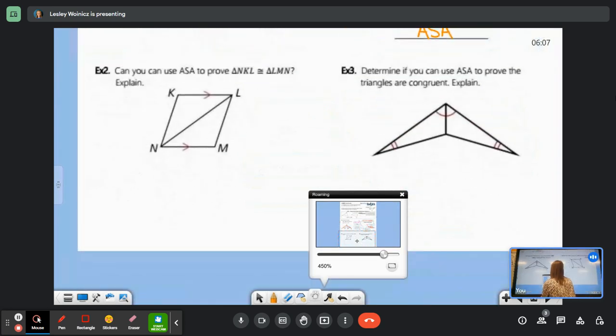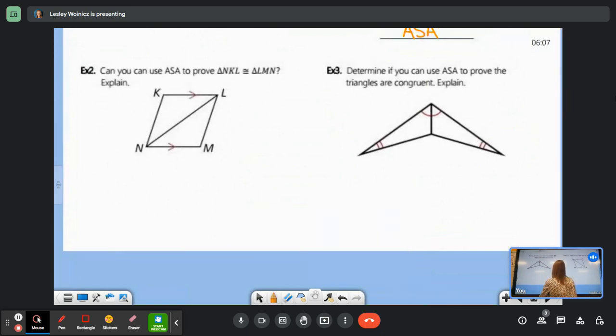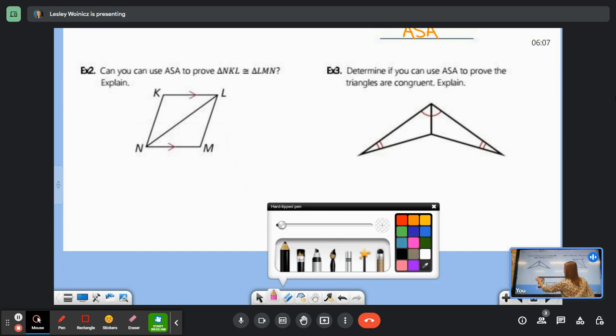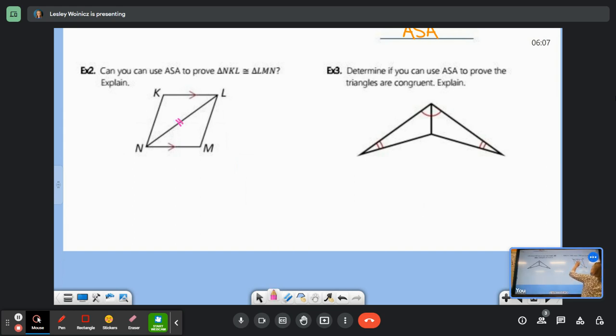Okay, now we want to know if these pairs of triangles can be proved congruent. Can we use angle side angle to prove that triangle NKL is congruent to triangle LMN? Oh my gosh, I'm flipping letters around like crazy. Do not listen to me. It's NKL. NKL is congruent to triangle LMN. Okay. So these two triangles share a side, and that side is congruent to itself by the reflexive property.